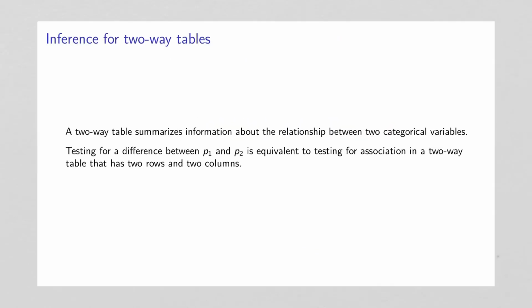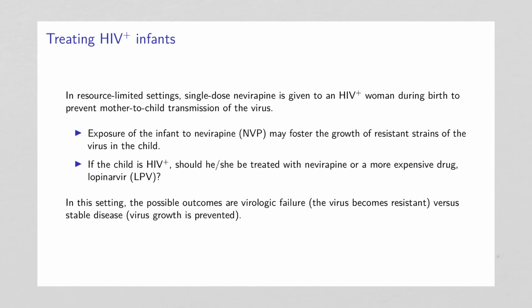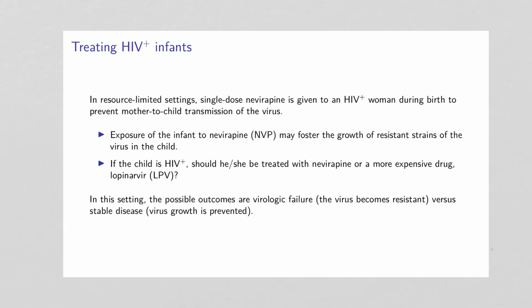And then the two-way tables. A two-way table summarizes information about the relationship between two categorical values. Testing for a difference between P1 and P2 is equivalent to testing for an association in a two-way table. If you remember this, positive predictive value, negative predictive value, right?